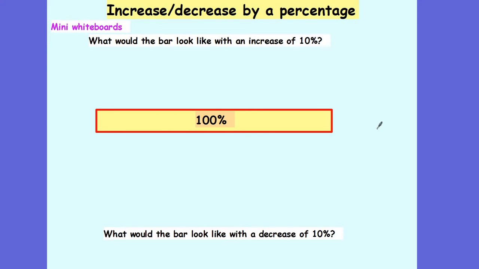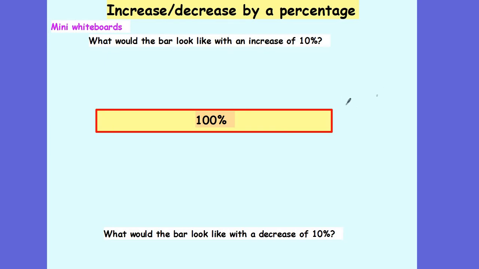Okay, today we are going to be looking at increasing and decreasing by percentages. You obviously don't have a mini whiteboard, so feel free to do this in your light blue books. I've got a bar, and this bar is going to represent 100%. Can you draw this bar exactly like that in your light blue books?